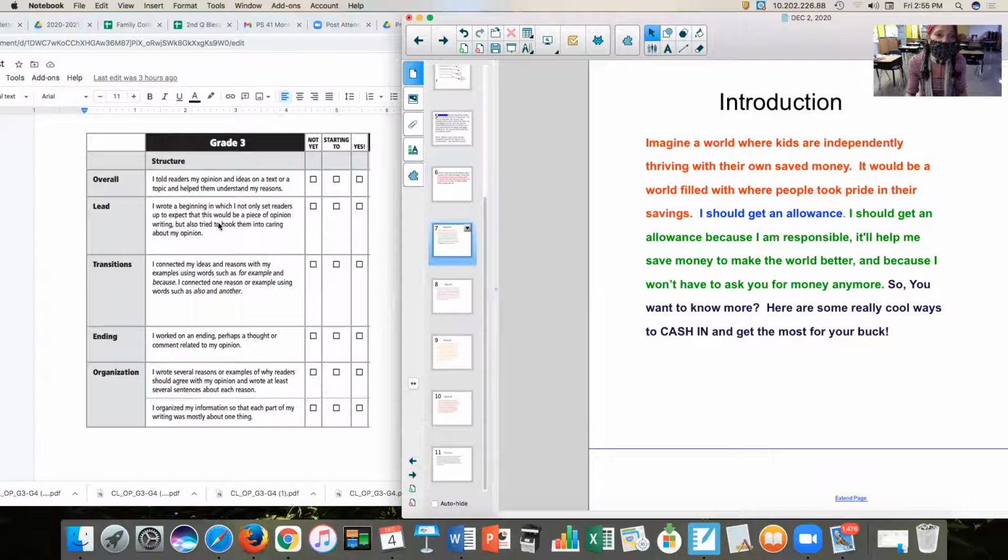Then we have the lead. This is the introduction, all right? I wrote a beginning, that's your introduction, in which I not only set readers up to expect that this would be a piece of opinion writing, but I also tried to hook them in to caring about my opinion.